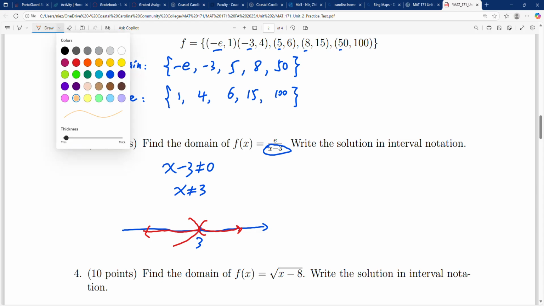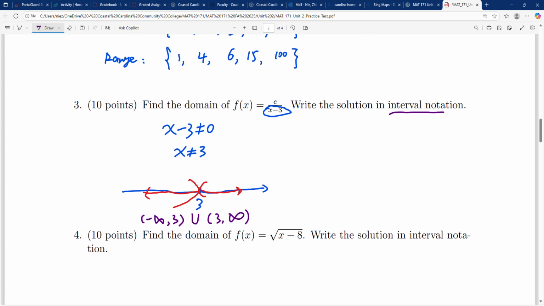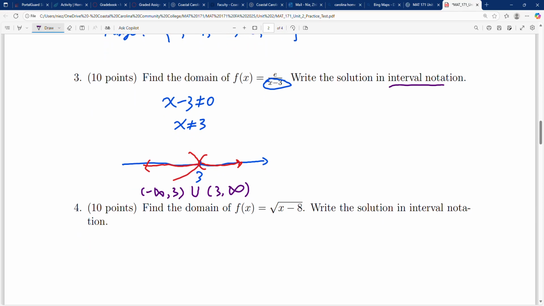It can be negative infinity to 3, and you have another set, 3 to infinity. This corresponds to those 2 intervals on the graph. And you use a union sign to represent that the domain is the combination of those 2 sets. Use this sign, U, it means union.